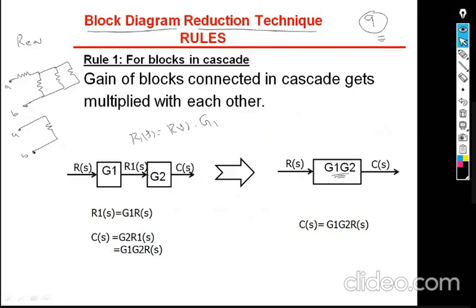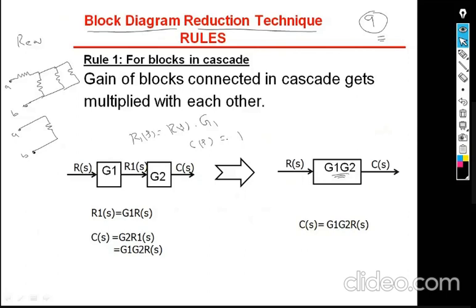Now the same R1 of S I give to G2, which is connected in series. So G2 has R1 of S as its input. Now for this G2 block, the output is C of S, equal to what is the input?